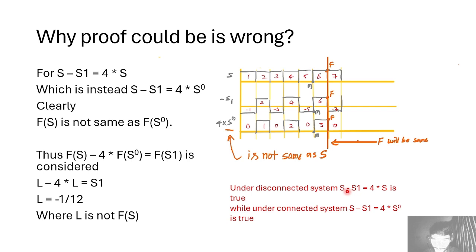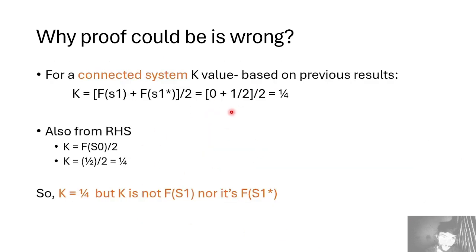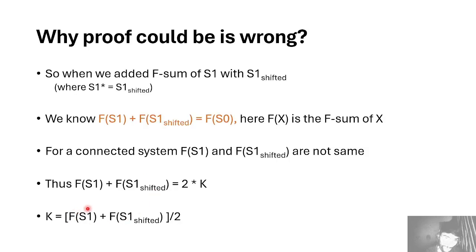So under the disconnected system, you can say that S minus S1 is equal to 4S. This equation is only true under a disconnected system, while it's not true under a connected system. Under a connected system, this is true: S minus S1 is equal to 4 times S0, right? And we saw that the result that we got, k equal to 1 by 4, is only true if we say that k is the average of f sum of s1 and f sum of s1 shifted.